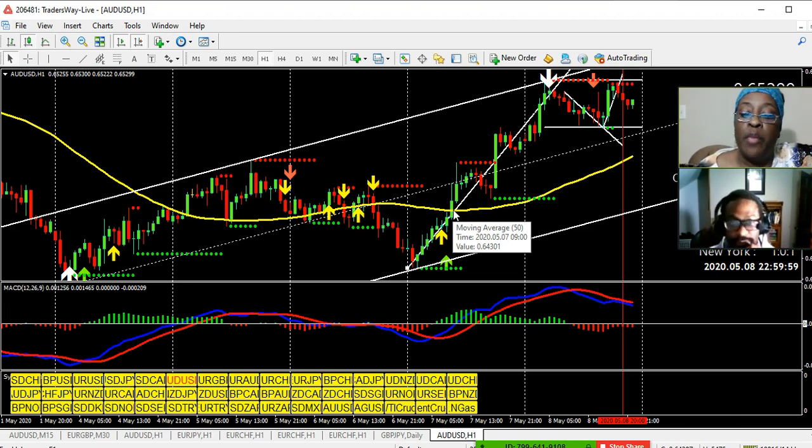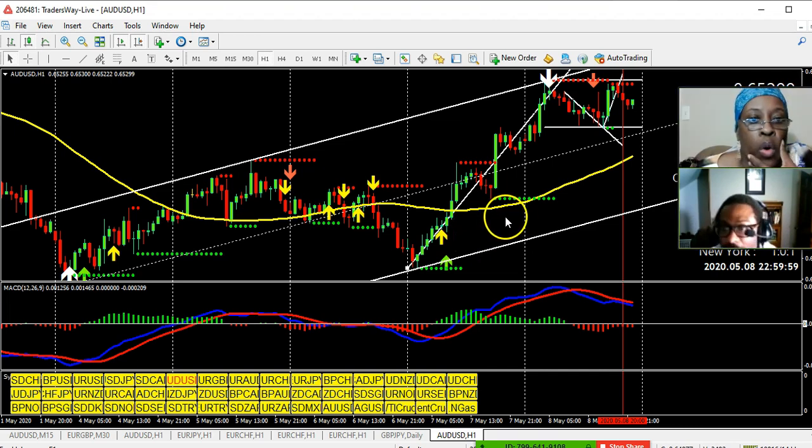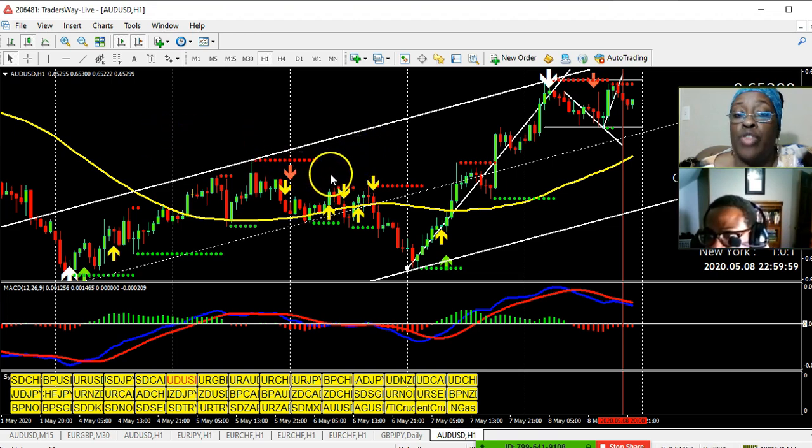Okay. The reason the 50 moving average is significant is because you have the 50 moving average, the 100, and the 200. How do I get the 50 moving average? I don't see it here. Oh, you still have the Money Tree on there? I took it off. I know how to take it off, but I don't know where the 50 moving average is.